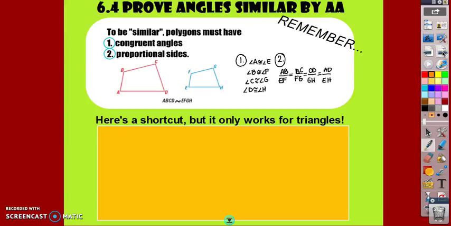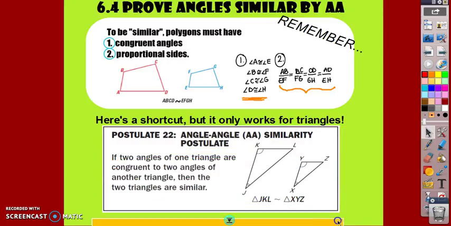And today's lesson is actually super short. It's only 2 slides, so I want you to listen carefully. Yesterday we learned that in order to be similar, we have to have polygons that have all their corresponding angles congruent, and all of the sides must be proportional. Now there's actually a shortcut for that so that you don't have to go through both steps, but it only works for triangles, and that's the topic of today's lesson.